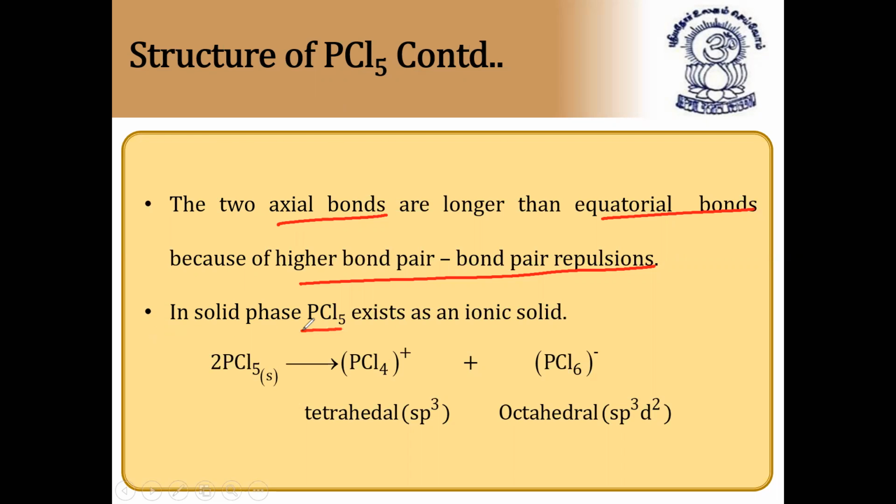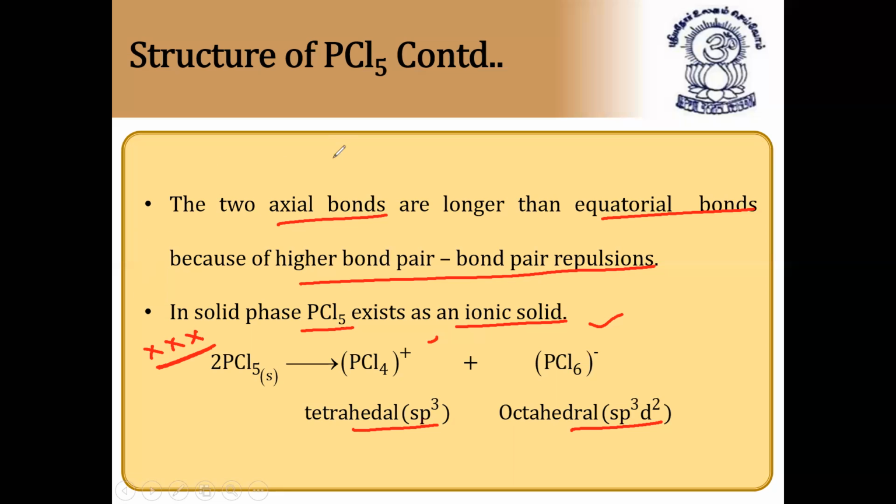In solid phase, PCl5 exists as ionic solid. As I told you, PCl5 is white powder, so it exists as a solid. In solid state, PCl5 changes to PCl4 plus and PCl6 minus. This is octahedral sp3d2 and this is tetrahedral sp3. So it is like an ionic solid. So PCl5 is an ionic solid. Very, very important point. They'll ask these points in the objective questions. So these are all the points.